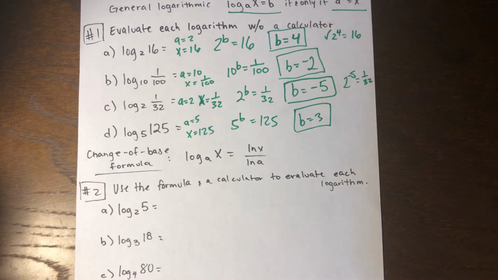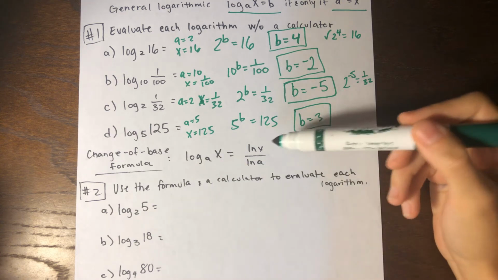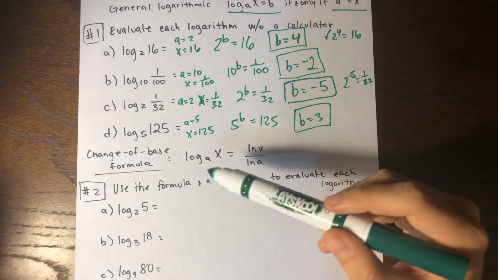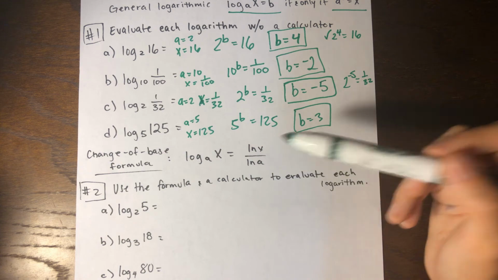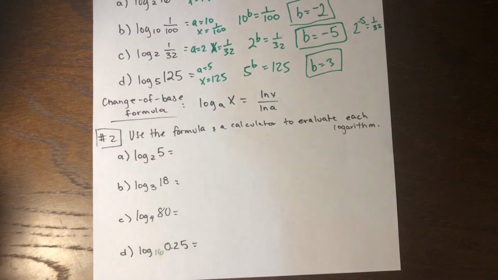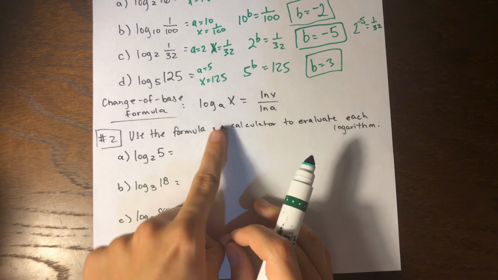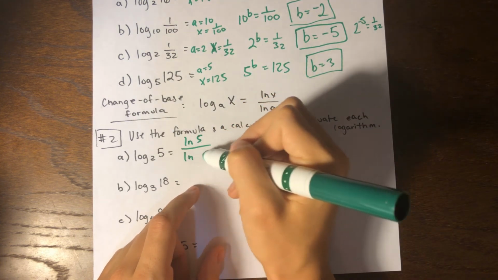Okay, the next thing we're getting into is using the change of base formula. We're going to be given it in this form, and we're going to have to change the base. So we're going to write the natural log of x over the natural log of a. Whatever's in x's place goes up top with the natural log, and then a on the bottom. Let's do the first one so you can see what I'm talking about. We're using the formula and a calculator to evaluate each logarithm. So 2 is in a's place and 5 is in x's place. So I write natural log of 5 over the natural log of 2.